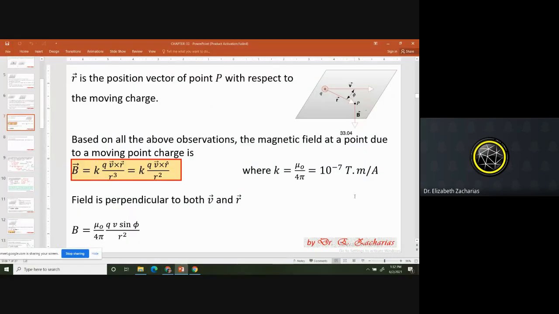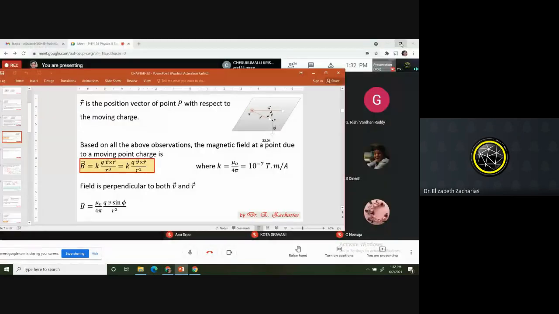Okay, so let's just start the class. In the last class, we have seen how a moving charge can actually be the source of a magnetic field. And we've seen the equation for the magnetic field. The equation is B is equal to KQV cross R by R square. The magnetic field is perpendicular to the path of the moving electron, and the magnetic field forms closed cycles, and it is inversely proportional to 1 by r square, where r is the position vector of the point with respect to the moving charge.